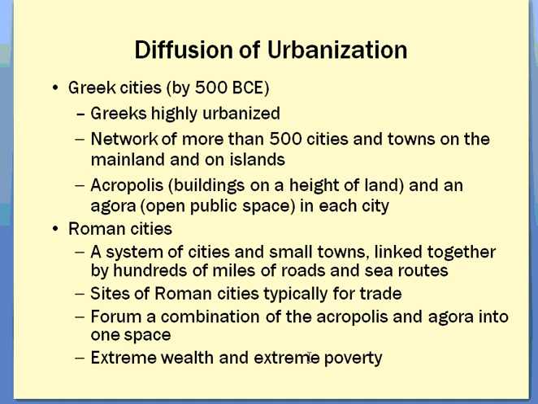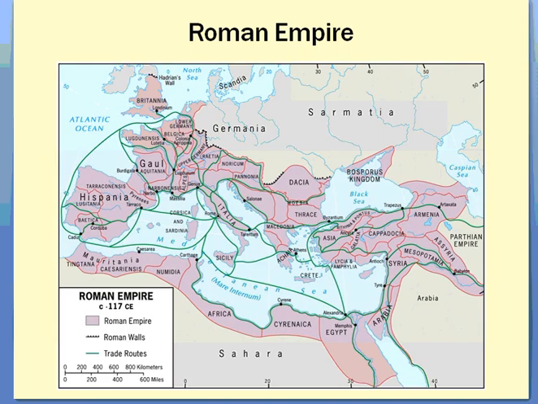And here we have an income gap. There was extreme wealth and extreme poverty. Spatial inequality is another word for that. The income gap, or spatial inequality, is the divide between extreme wealth and extreme poverty. Here's a map of the Roman Empire. You can see all the trade routes and how they connect the cities.